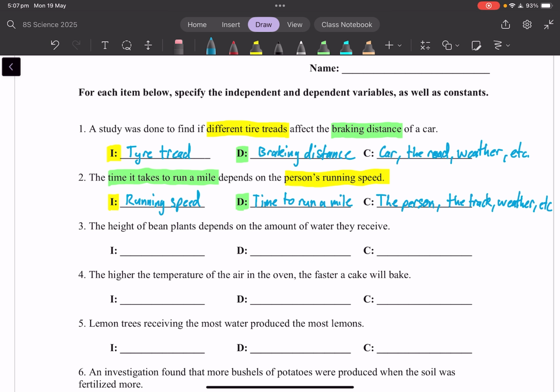So the independent variable is the one that I intentionally change. The dependent variable is the one that I deliberately test. And the controlled variables are all the ones that we keep the same.